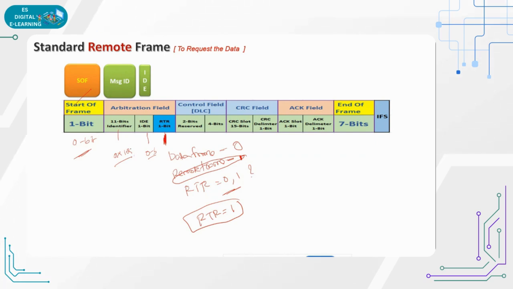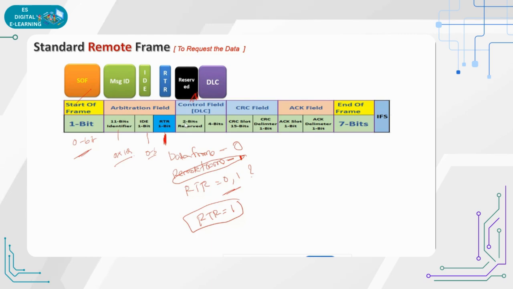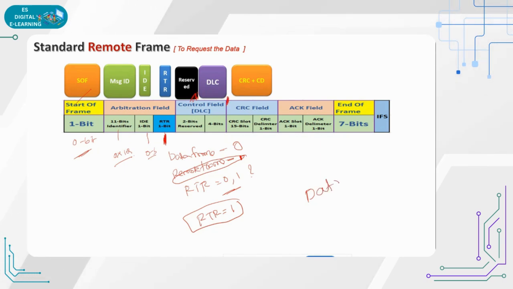Okay. And next, we have the control field, because you need to mention how many bytes of data you need to request. Here also it will be the same, 2 bits reserved and we have the DLC, so the data length that will be selected. Next, we are missing one field here between the control field and the CRC field. What is that field? Can anyone tell? Data field. Yes, exactly.